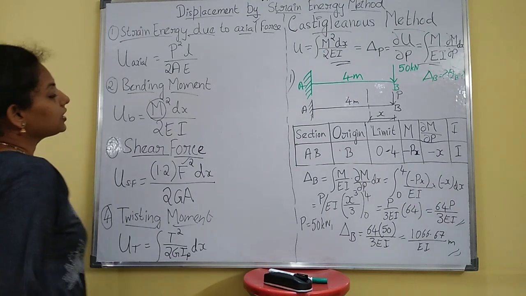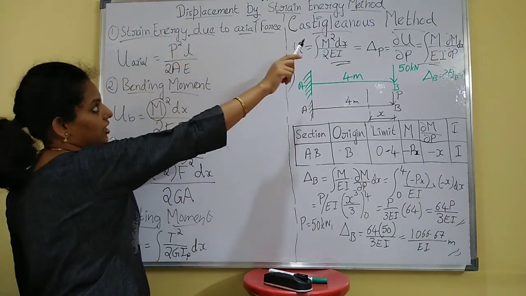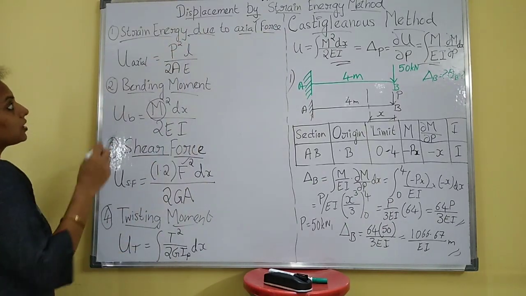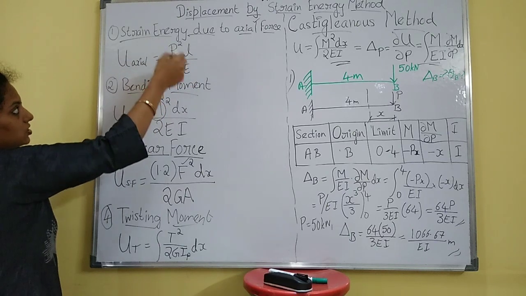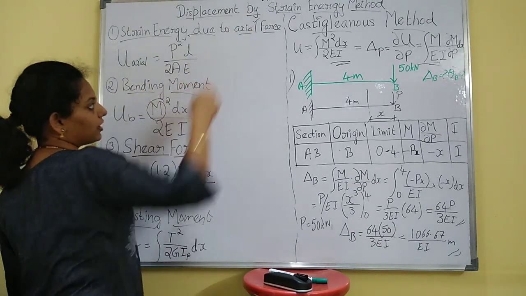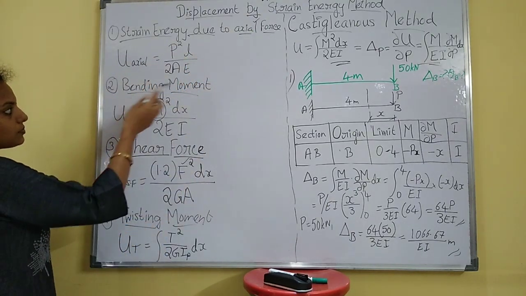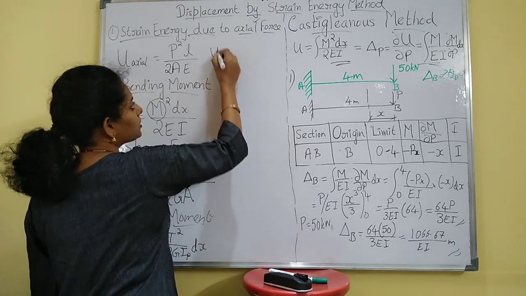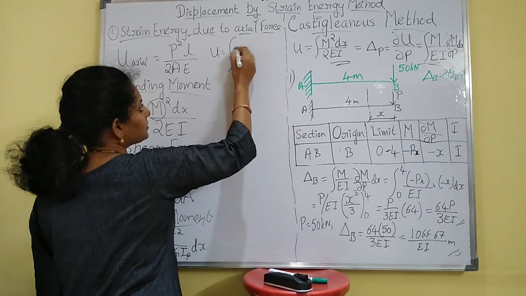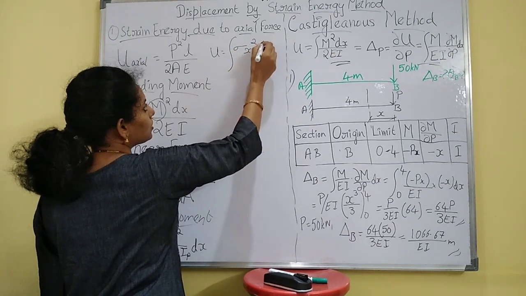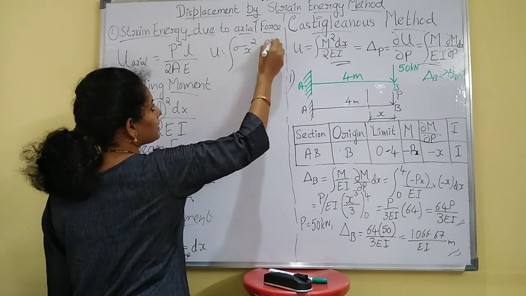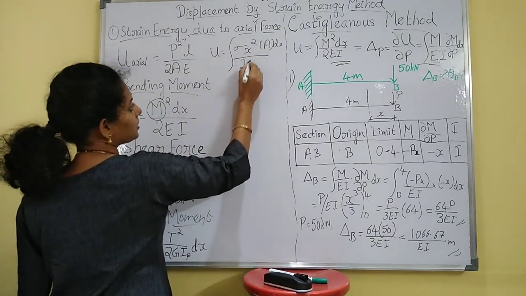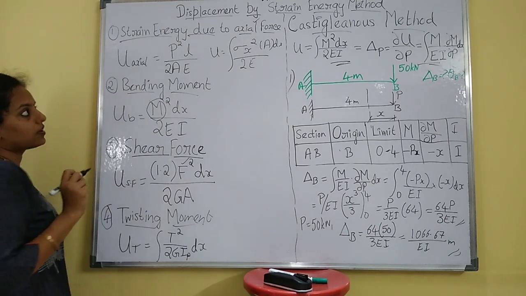Hello everyone, we'll see today's session on the strain energy method, a method which is used to find out the displacement. These are the strain energy equations for the different forces, that is axial force, bending moment, shear force and twisting moment. In general, U is given by the summation of (F squared) dx by 2E. This is your strain energy equation.